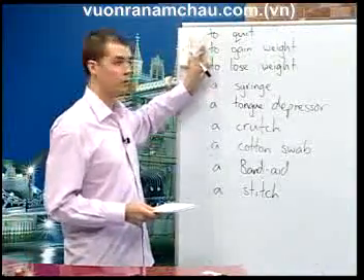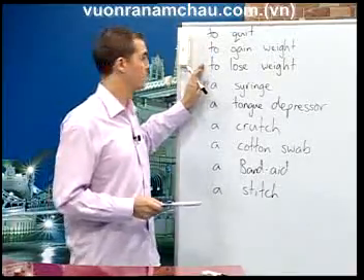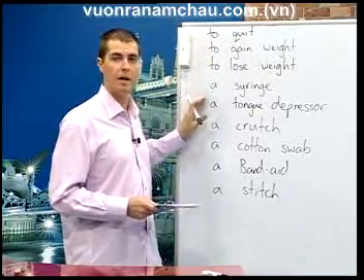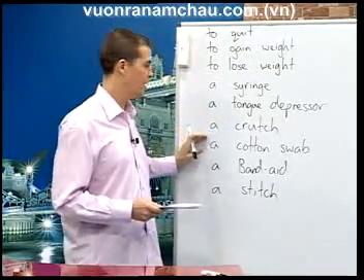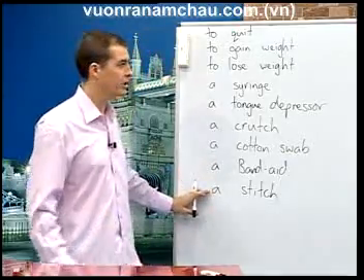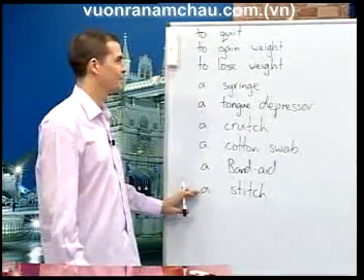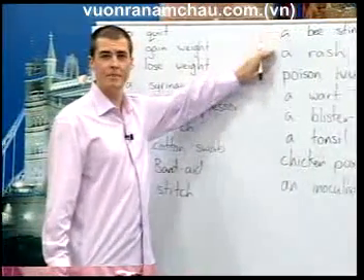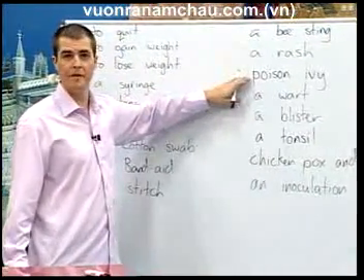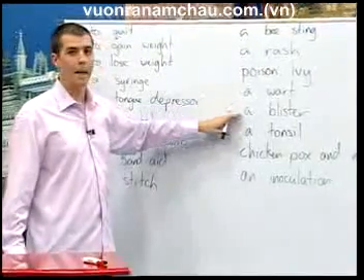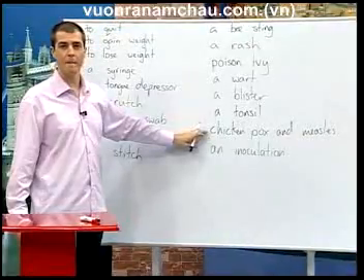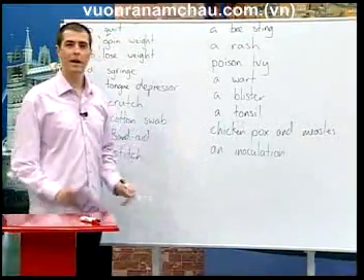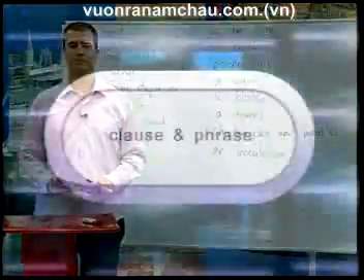Let's go over these again. To quit, to gain weight, and to lose weight. A syringe, a tongue depressor. A crutch, a cotton swab, a band-aid, and a stitch. A bee sting, a rash, poison ivy, a wart, a blister, a tonsil, chickenpox and measles, and an inoculation.